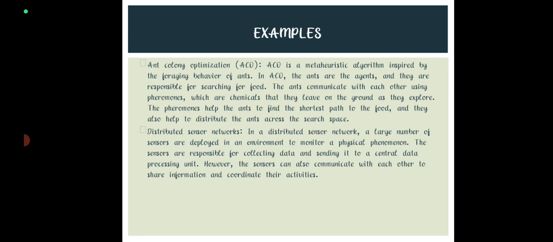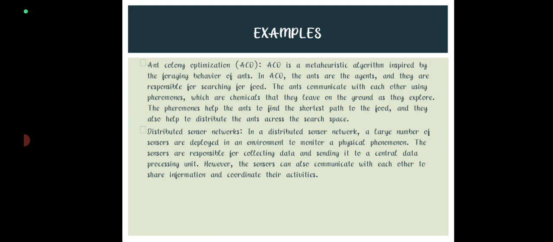Here are the examples of these two. First one is a centralized DPS example: ant colony optimization, ACO. It is a metaheuristic algorithm inspired by the foraging behavior of ants. In ACO, the ants are the agents and they are responsible for searching for food.